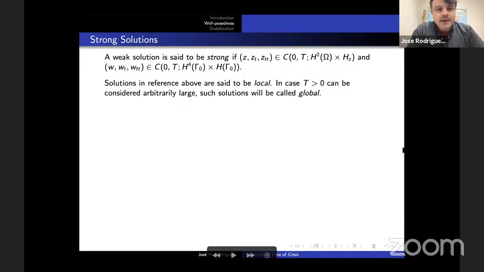And also we can have strong solutions. Strong solutions are solutions which are more regular, which are continuous, especially for the plate with values in the energy space. And also global, if we can extend this local time t for any arbitrarily large number.